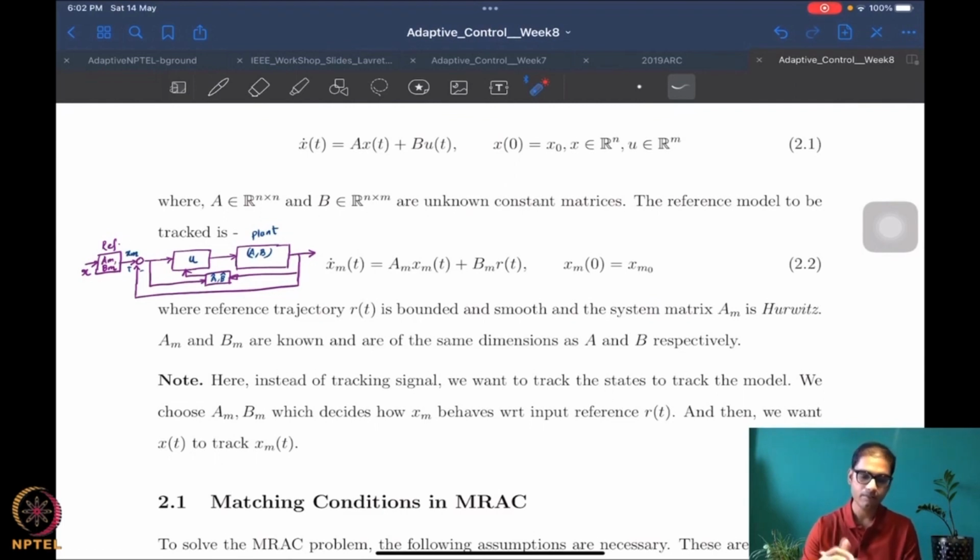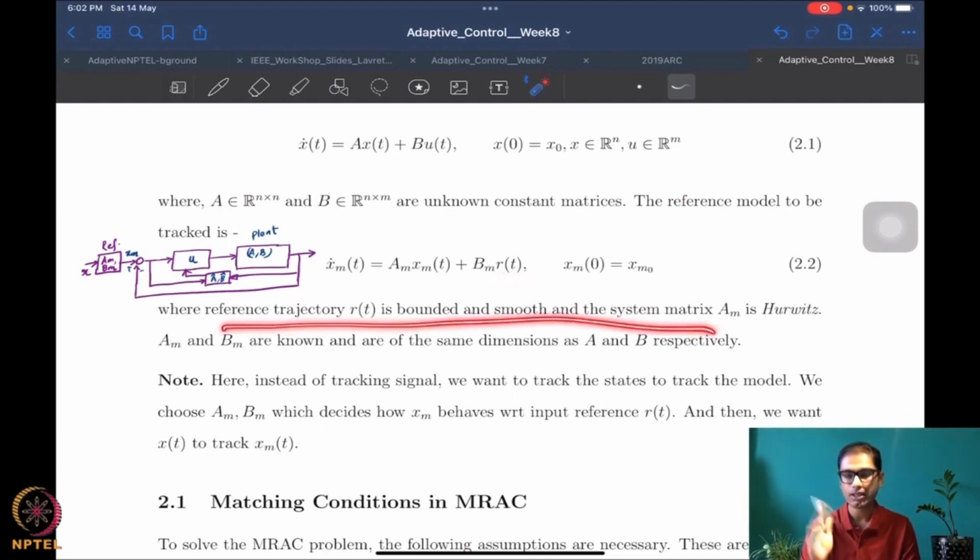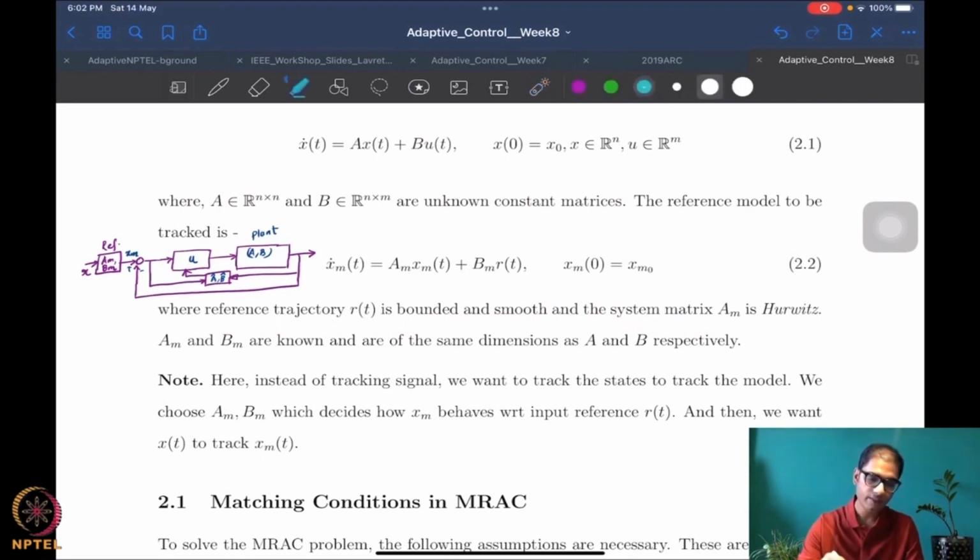So that's the big difference here. And of course, as usual, we assume that this reference input is bounded and smooth and all that stuff. We also assume several other things, so maybe I should mark them. So bounded and smooth. A_m is assumed to be Hurwitz. So basically the reference system has to be a stable reference system, so the matrix A_m is a Hurwitz matrix. A_m and B_m are assumed to be known and of the same dimensions as A and B.